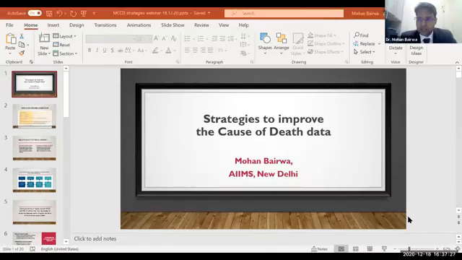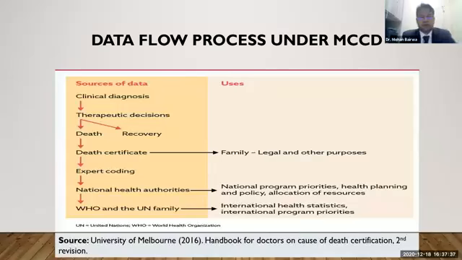Broadly, the title of my presentation today is strategies to improve cause of death data using MCCD, or you can call it medical certification of the cause of death. Dr. Ayan has discussed already, but I'm going quickly through this slide. You can see that the data starts from clinical diagnosis and that leads to therapeutic decision and subsequently death or recovery. Recovery happens, that's fine, but if death happens, then a death certificate is generated. And that is useful for the families and people for various legal and other purposes.